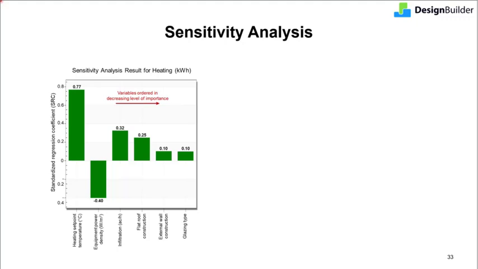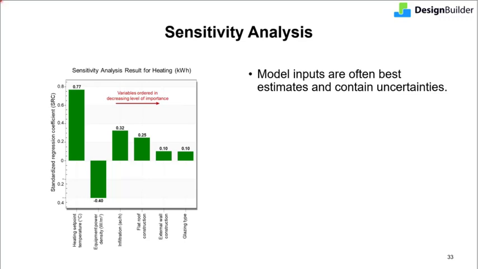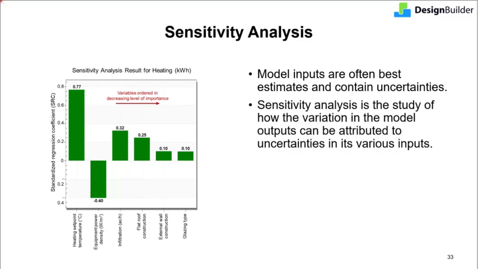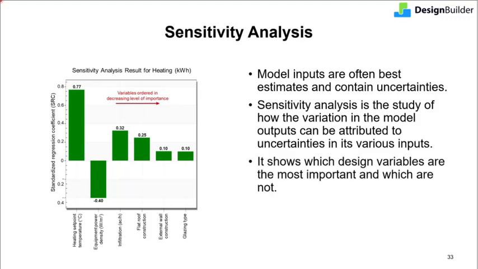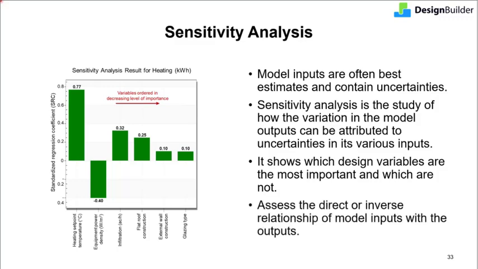We know that all model inputs are our best estimates and they contain uncertainties, such as those related to construction quality, user behavior, or weather data. Sensitivity analysis is a study of how variation in model outputs can be attributed to uncertainty in the inputs. It's often used to report which design variables have the greatest or least impact on the simulation results. So it can also tell us what the relationship of the design variable is with the output, whether they are directly or inversely correlated.